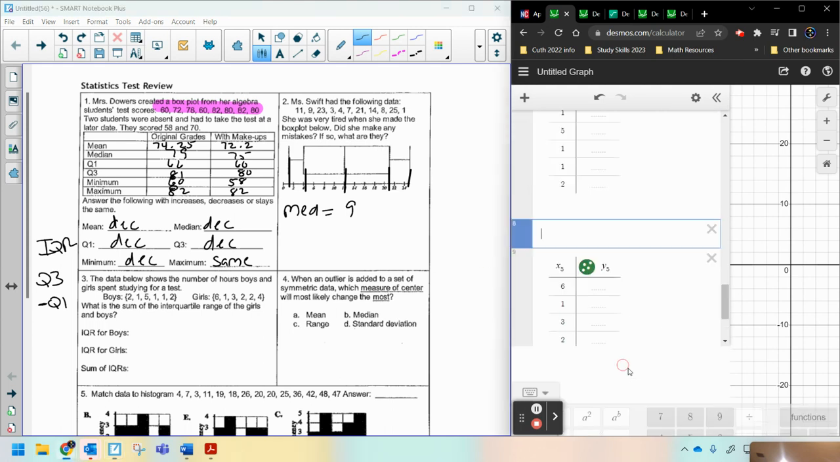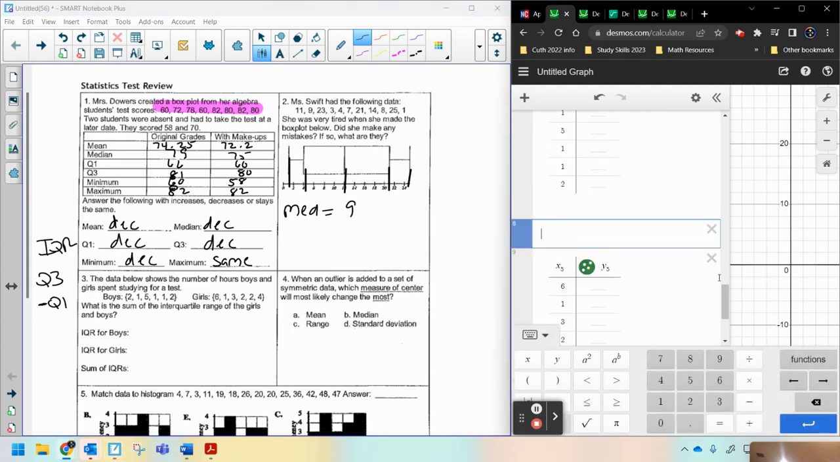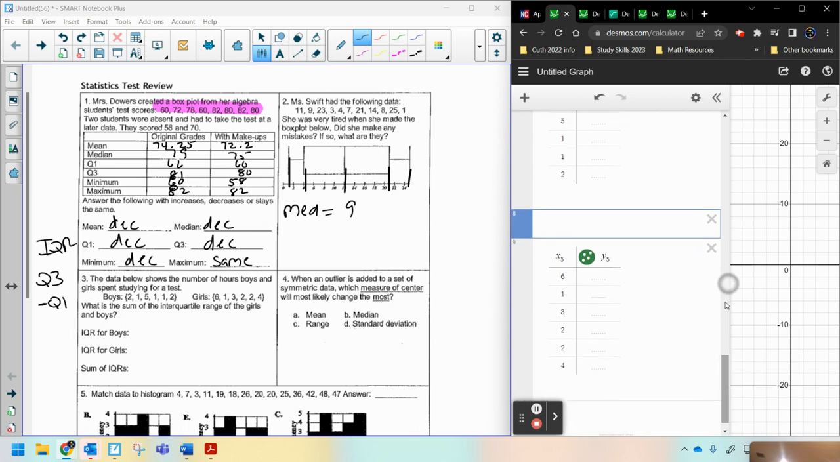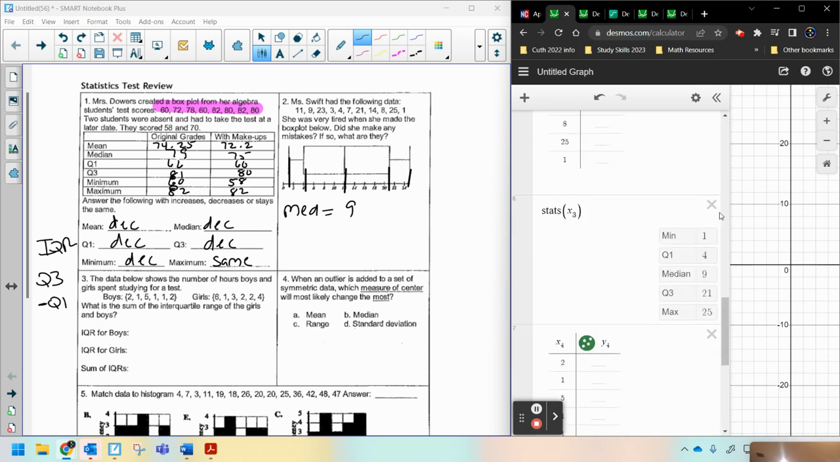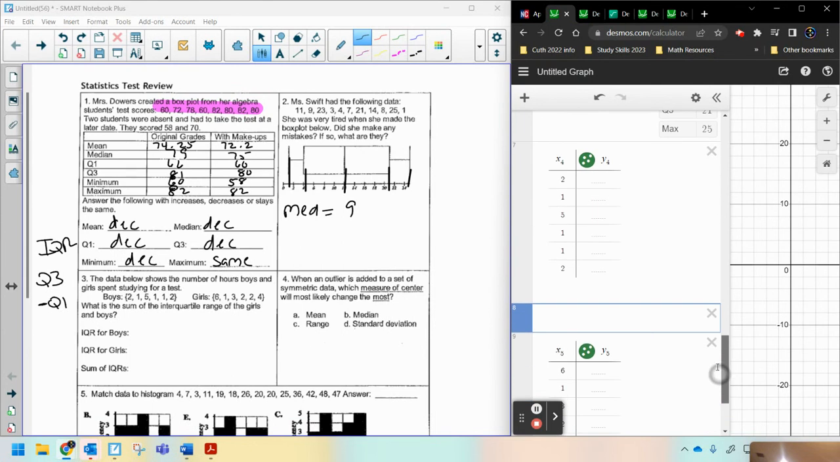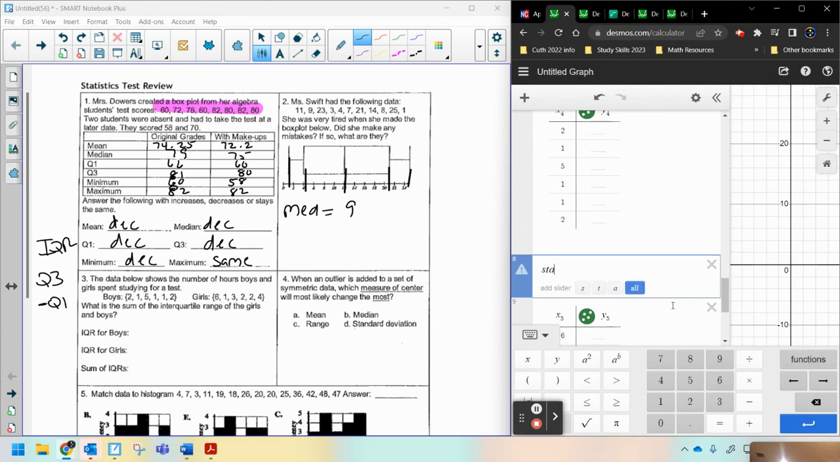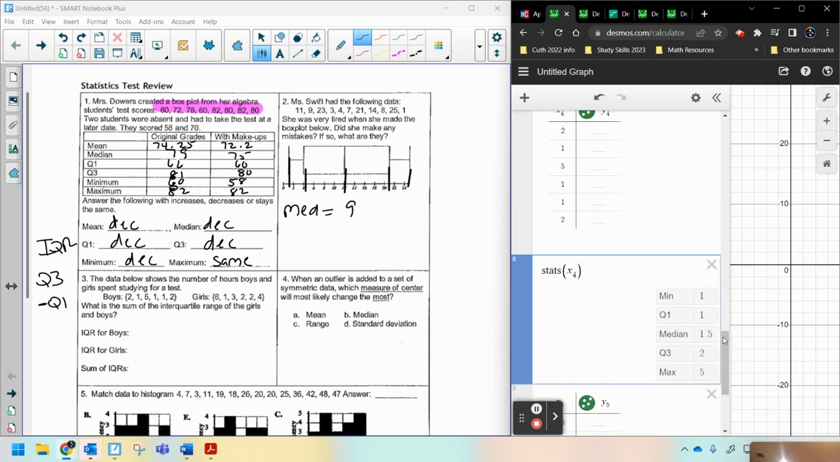So we're going to do our 5-number summary here. Was that X4 on this one? Let's go up a little higher. X4 on this one. Let's do stats, parentheses, X4. And here's our 5-number summary. So the IQR is going to be Q3, which is 2 for the boys here, minus Q1, which is equal to 1.